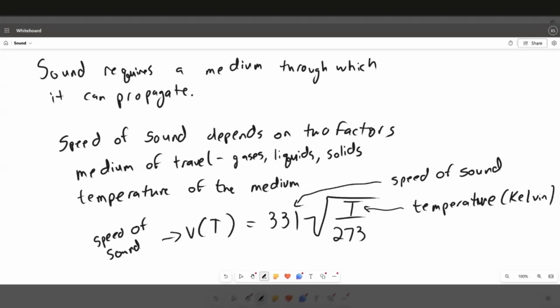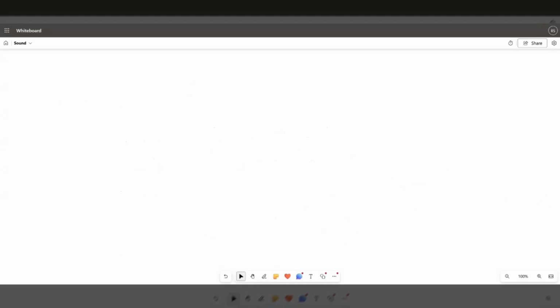So even if you had still water, H2O in a liquid phase, if the liquid was hotter, then the speed of sound will be greater than in a container of H2O with a lower temperature. So the speed of sound depends on the medium and the temperature of the medium.